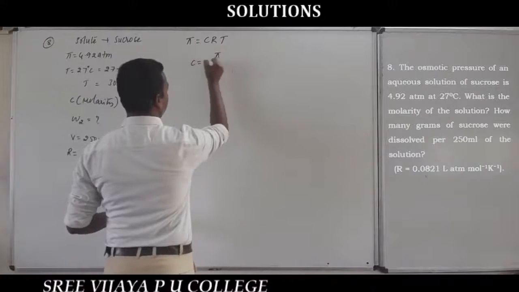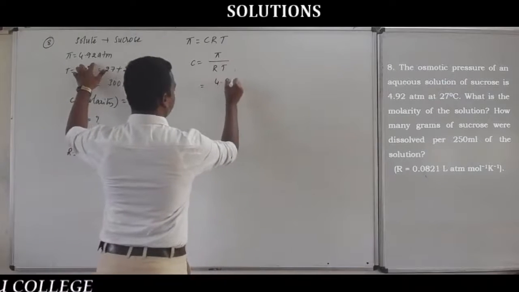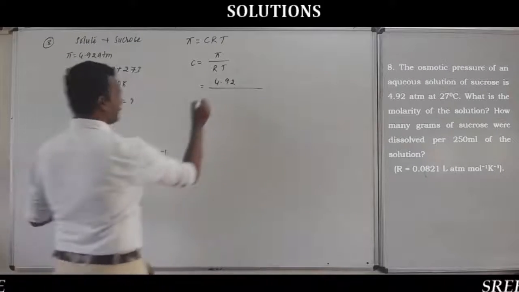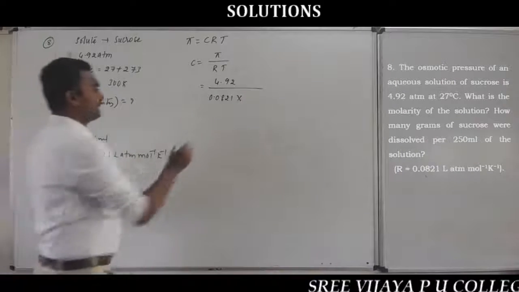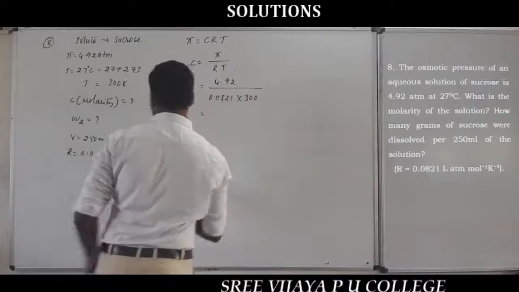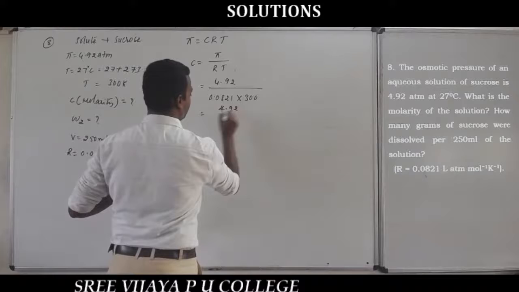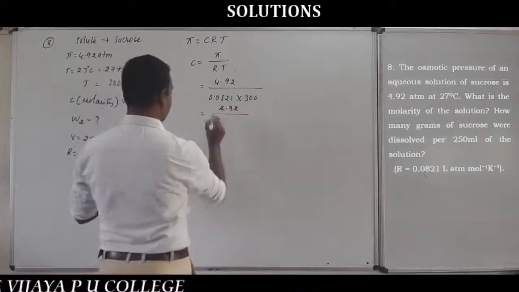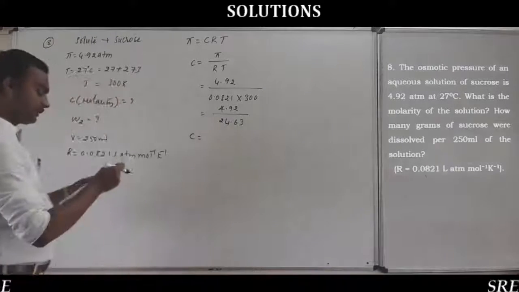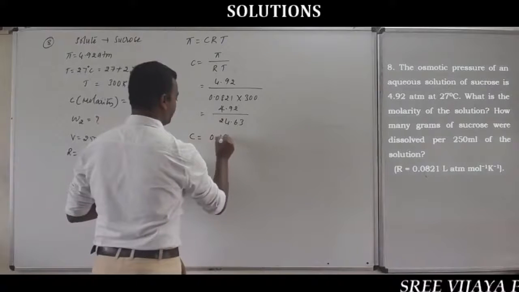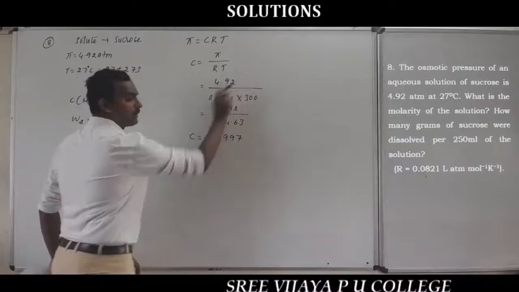Therefore C is equal to pi divided by R into T. What is the pi value? Pi value is 4.92 atmosphere, divided by R value, which is given, 0.0821, into temperature, which is 300 Kelvin. That is 4.92 divided by 0.0821 into 300. So that is about 24.63. Therefore, what is the C here? 4.92 divided by 24.63 is equal to 0.1997. That is molarity.